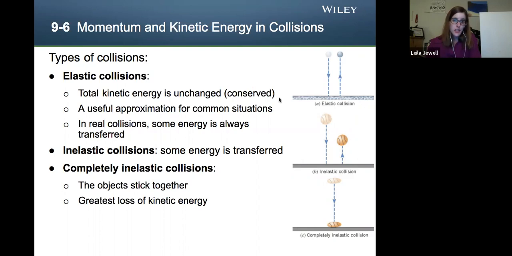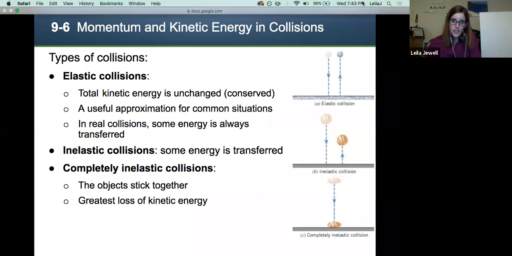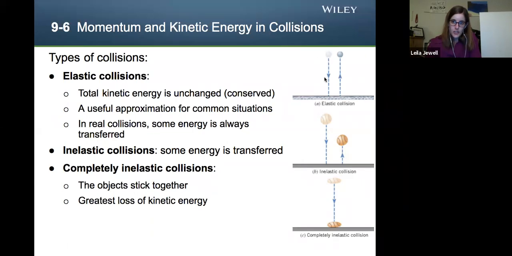It's conserved. And it's a useful approximation for common situations, though in real collisions, some energy is always going to be transferred. So you could visualize an elastic collision with a hard steel ball on a steel surface. And if you drop it, it would bounce right and return right up to that same height. Even though it bounced on the ground, it didn't lose any kinetic energy in that bounce.